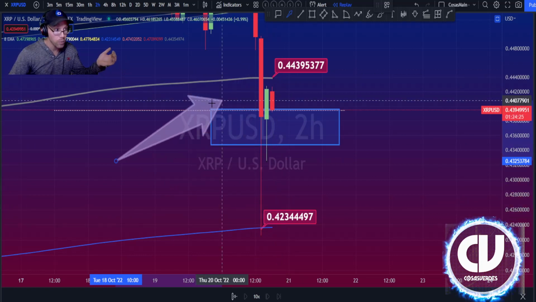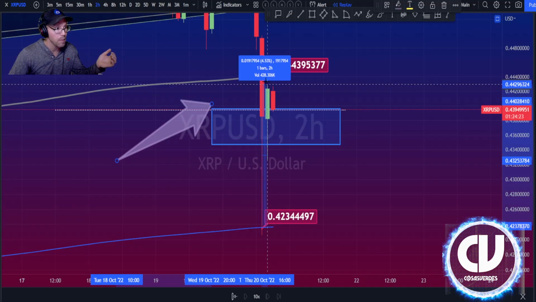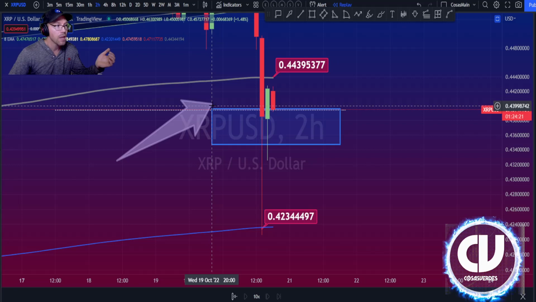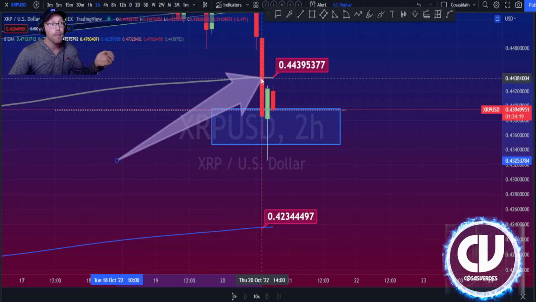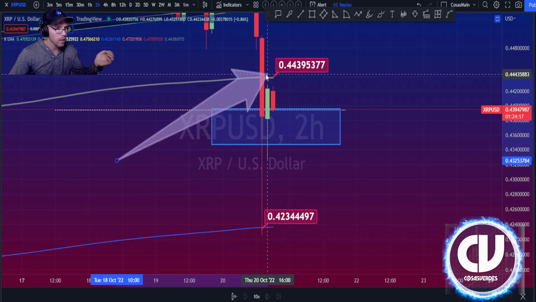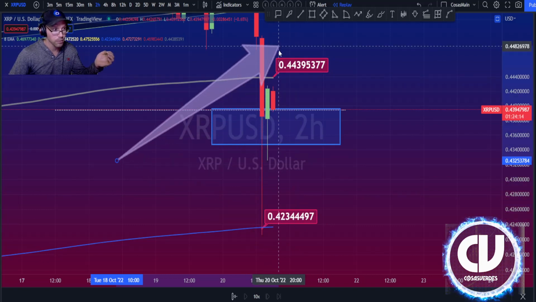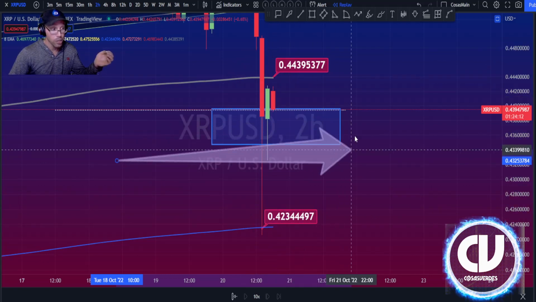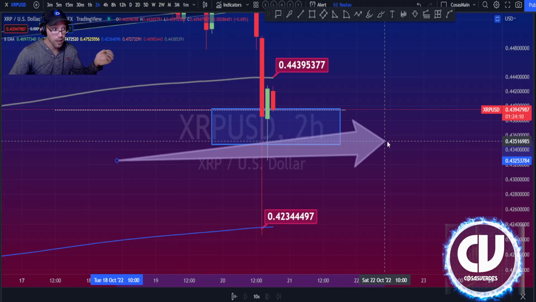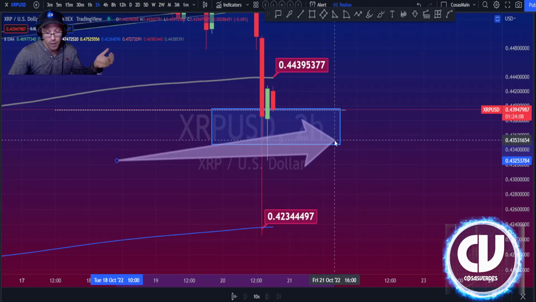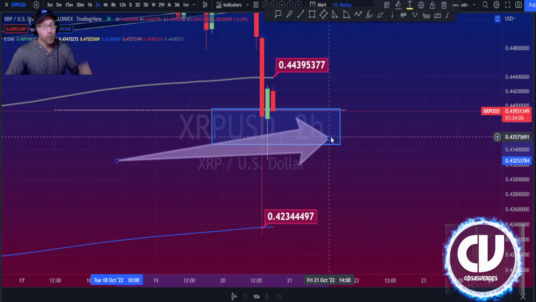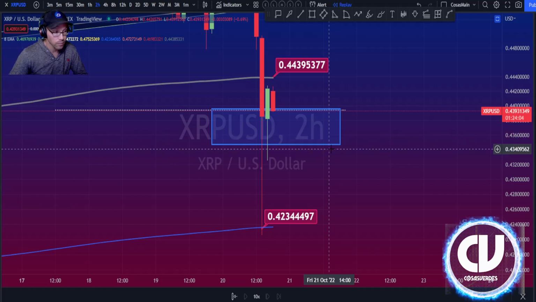But anywhere between this area, how big of a range is this? Maybe 3%. No, it's almost 5%. In this 5% range, there could be a lot of compression. It could just go sideways in here, so watch out for that. Honestly, I don't know if I would expect a big move anytime soon unless Bitcoin moves.